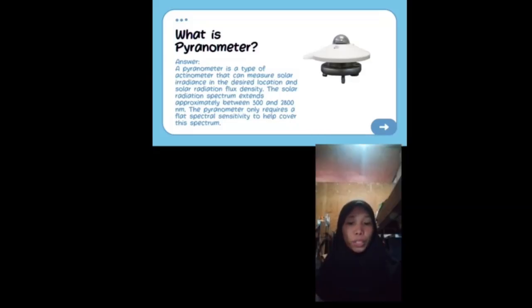So, ang pyranometer ay isang instrument na ginagamit upang sukatin ang dami ng energy na galing sa liwanag ng araw o solar radiation flux density. So, this data is essential across various industries, including renewable energy, construction, and meteorology.